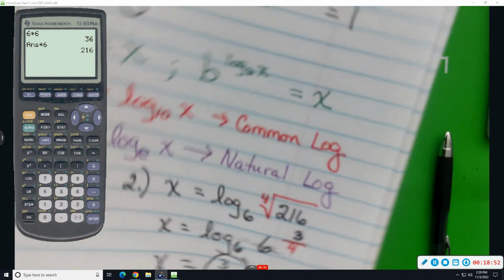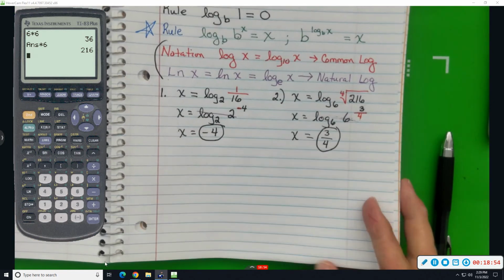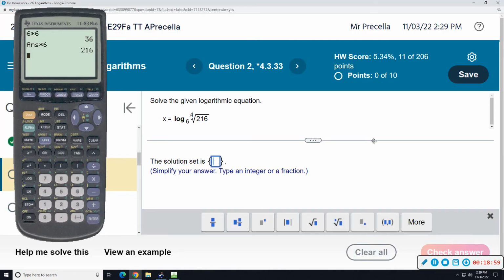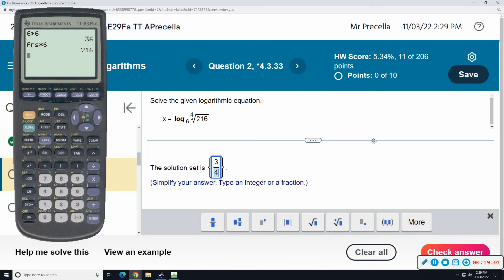Now what about problem number 3? We have to patch in the answer. So that would be 3/4.